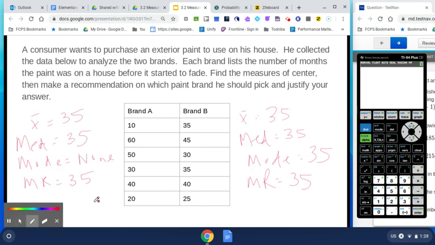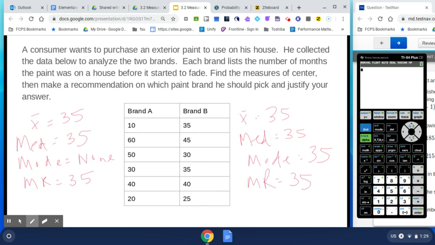So taking a look at just the measures of center, all of the measures of center for both data sets end up being 35. Well, except for the fact that brand A paint doesn't have a mode. But other than that, all of the measures of center are 35. So just looking at the measure of center does not give us a full picture of what's going on with these two data sets. We would assume, with the fact that all the measures of center are 35 for both data sets, that these two data sets are exactly the same, when in actuality they are quite different.